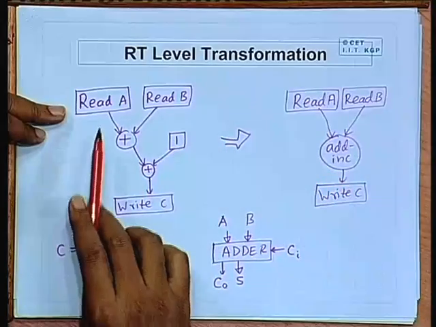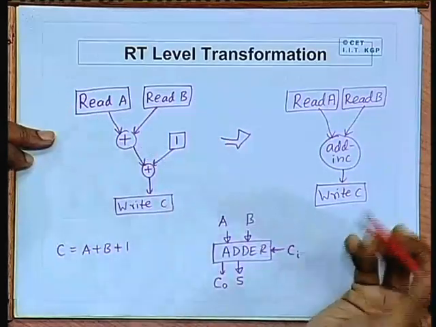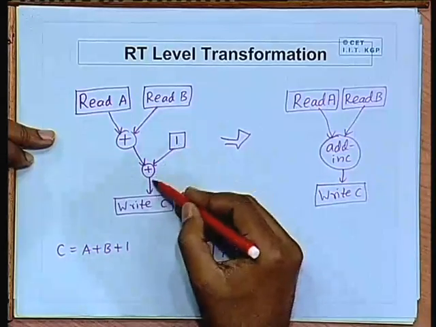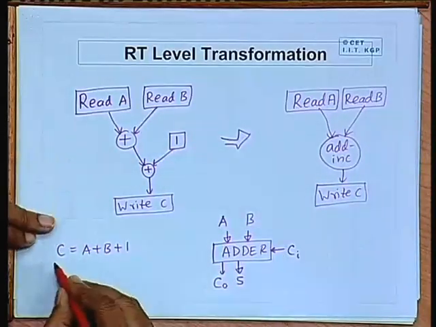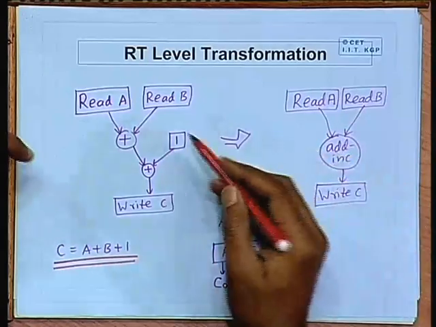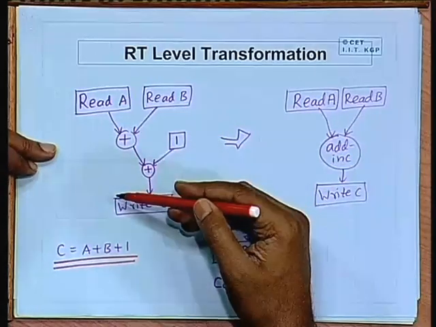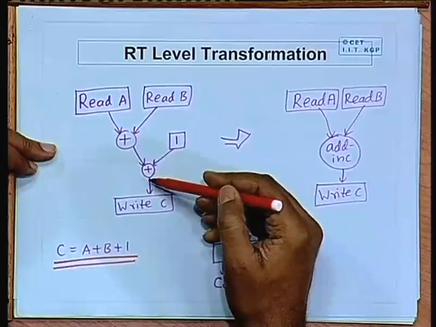Say in this example you have two operands A and B, which you add together. Finally, you add 1 to it and write it to C. So, you are actually trying to compute C equal to A plus B plus 1. If you want to directly map this into hardware, you will need two adders. The first adder will add A and B, the second adder will add 1 to it. Or you do it in two different steps using the same adder.